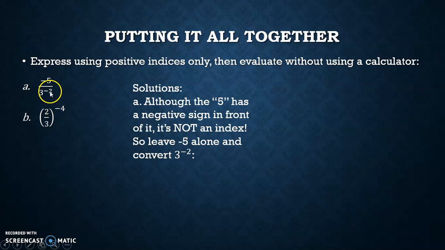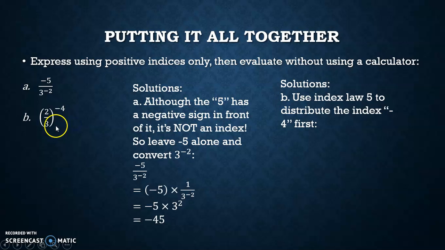Every time you see a negative number, you don't have to flip it. Only when that negative number is in the index, written as a superscript, does it mean you have to flip the base number. If it's a negative number by itself, it's just a negative number. So leave negative 5 alone and flip 3 to the power of negative 2. Then you have 3 to the power of 2, and it becomes negative 45.